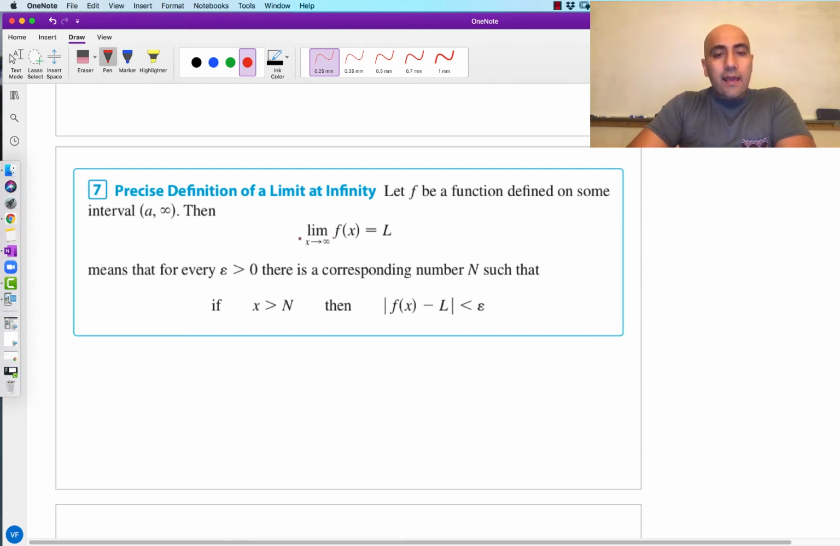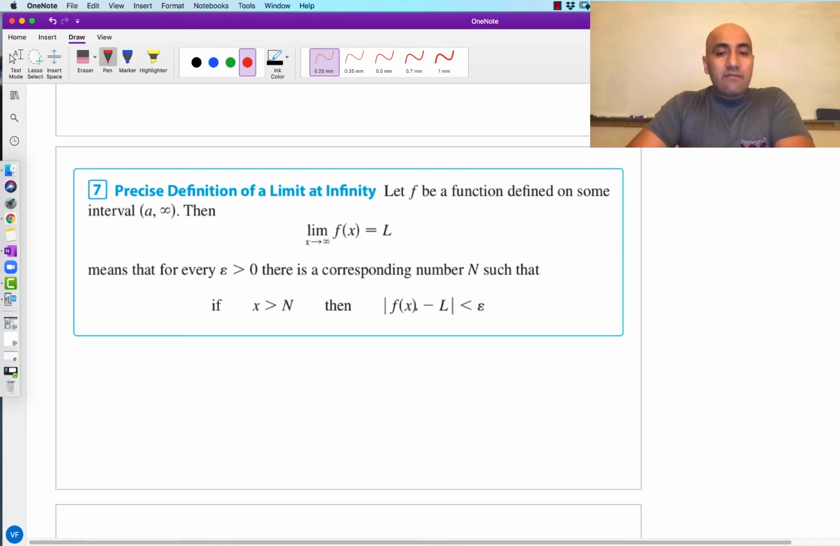We're trying to show that as the input values grow toward infinity, this f of x function will get infinitely close to L. If it's infinitely close to L, that means that when we subtract them, it should be a very small number, that their difference is small, right? That's what happens when two values are really close to each other. You subtract them and they're going to be really, really small.